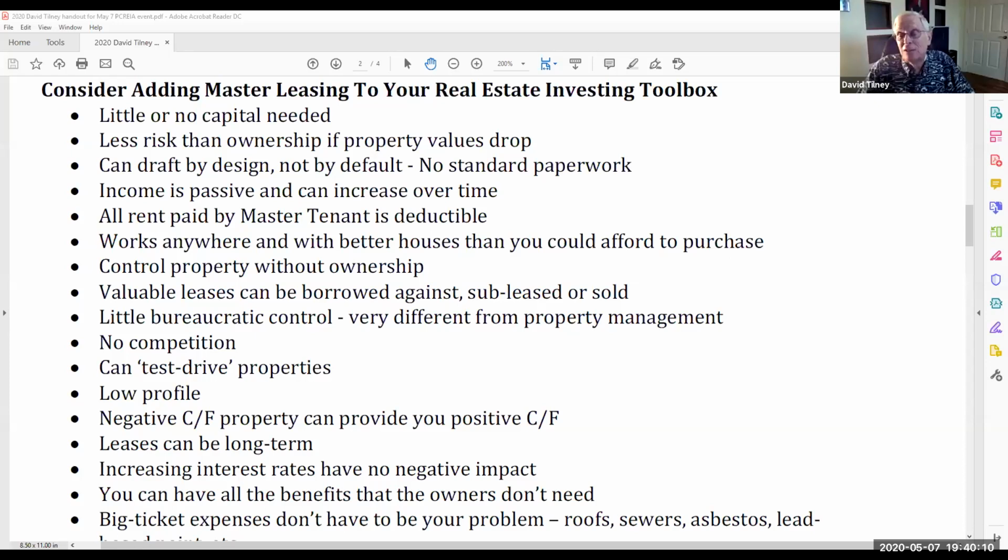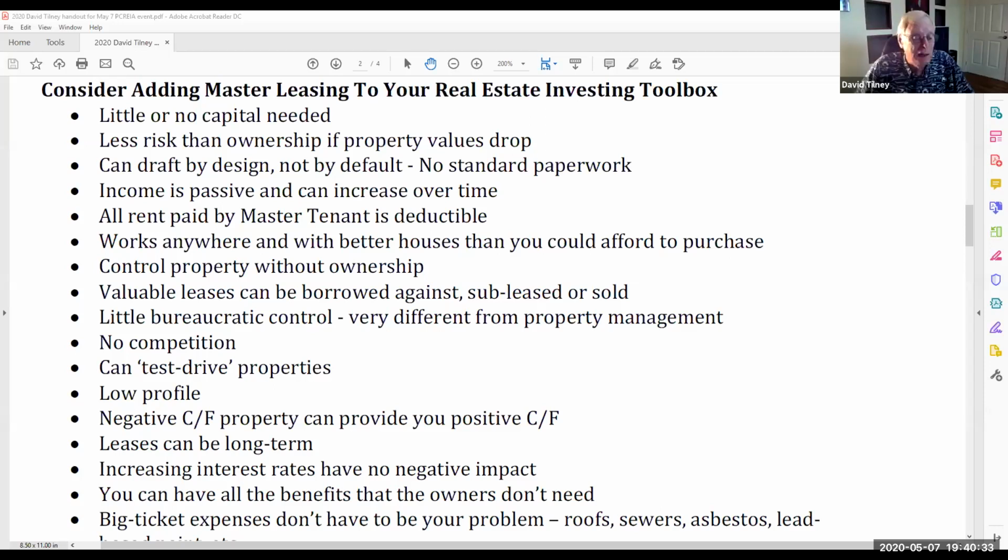So since master leasing, in my opinion, is just a tool in the toolbox, I want you to consider adding it to your toolbox. So let's look at some of the reasons why I really like it. Number one, you don't need any money to get started. And that's a biggie. This is what we've told our kids to do. And I told you, one of my sons-in-law, he's done very well.